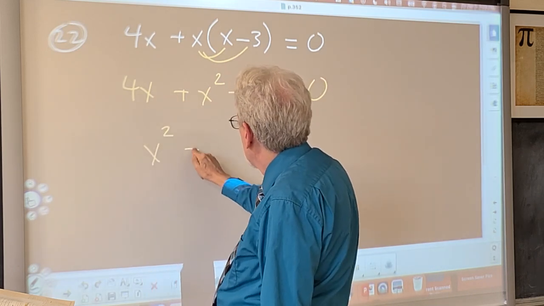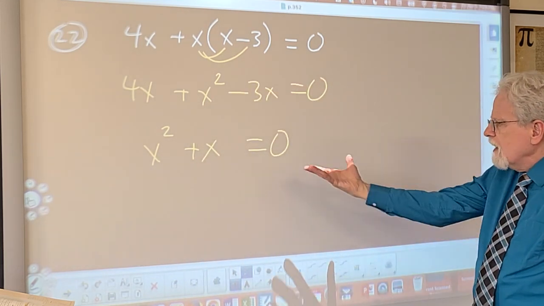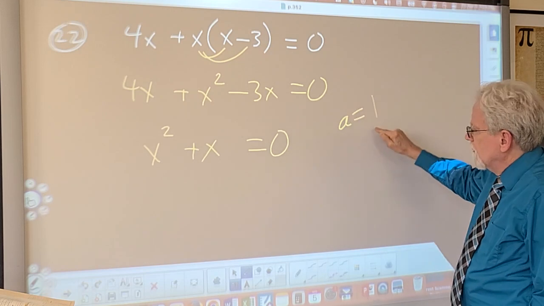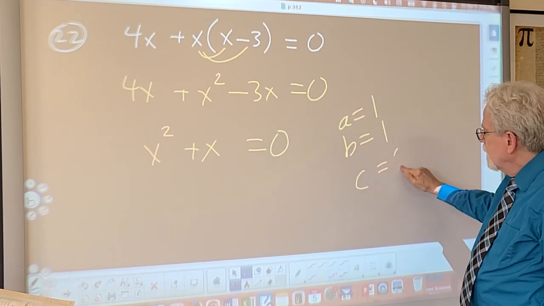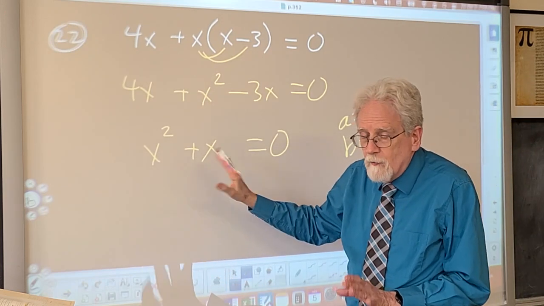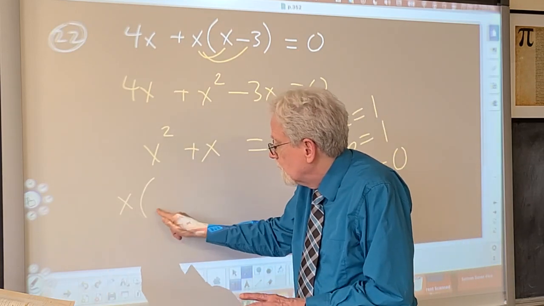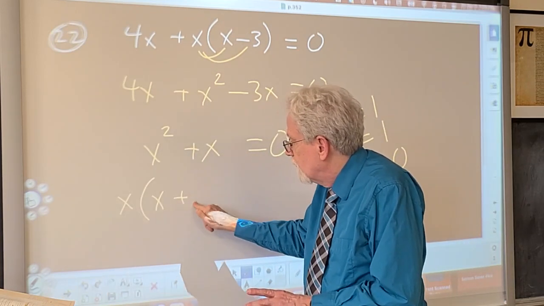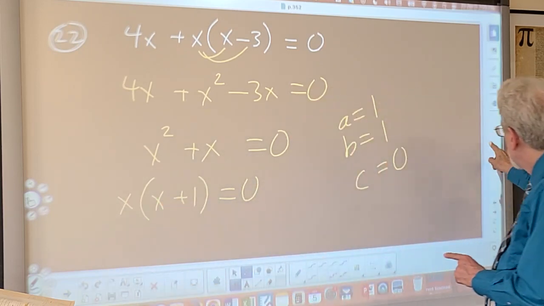x squared plus x equals 0. Now that's unusual. What's c? a is 1, b is 1, c is 0. Remember, this is one of those really easy ones. Without the quadratic formula, we could factor out the x. Don't tell anybody. We'd have x times x plus 1, and therefore the answers should be 0 and negative 1.